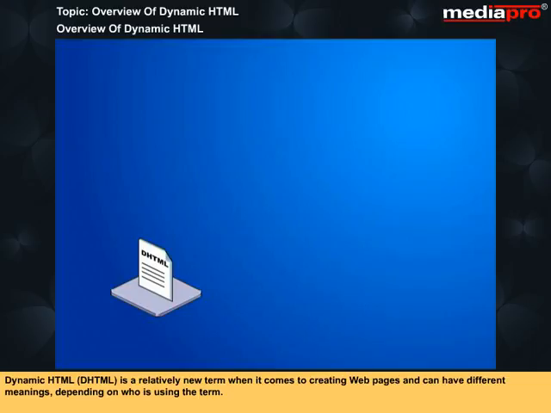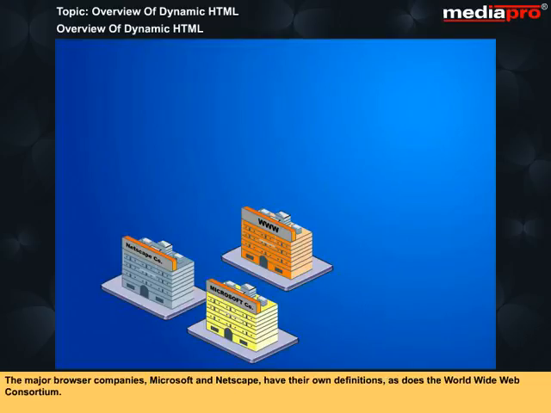Dynamic HTML, DHTML, is a relatively new term when it comes to creating web pages and can have different meanings depending on who is using the term. The major browser companies, Microsoft and Netscape, have their own definitions, as does the World Wide Web Consortium. Note: World Wide Web Consortium is the international body that oversees the HTML standard.